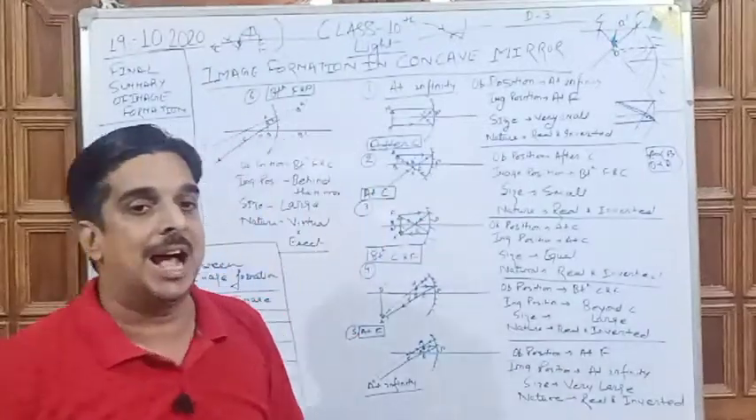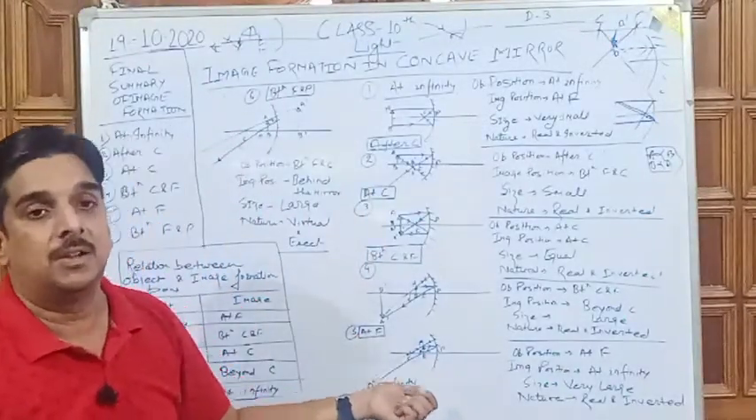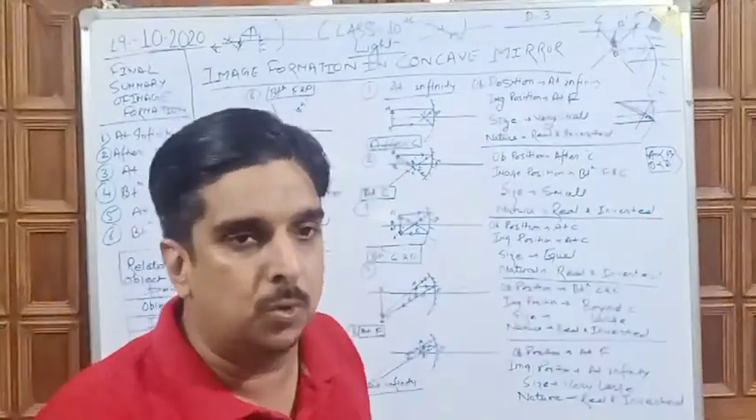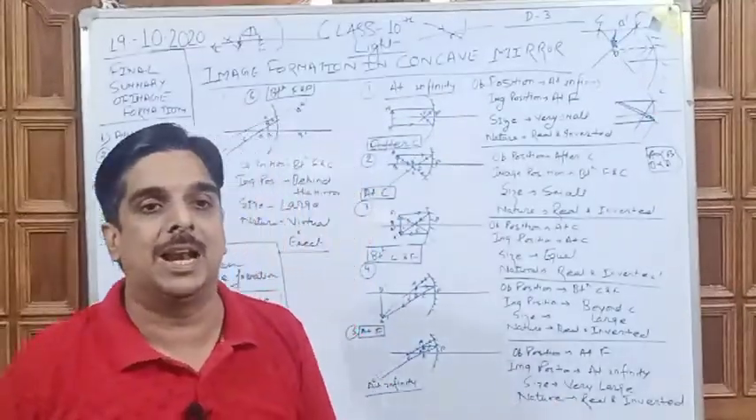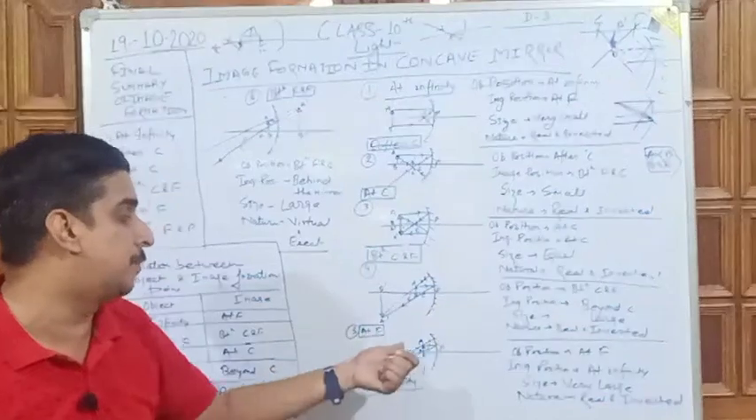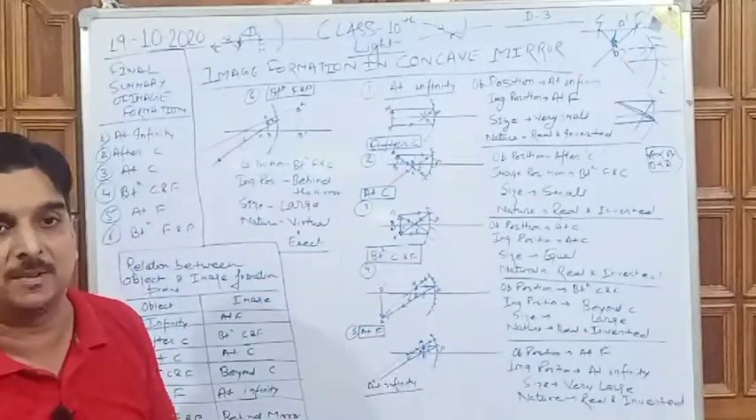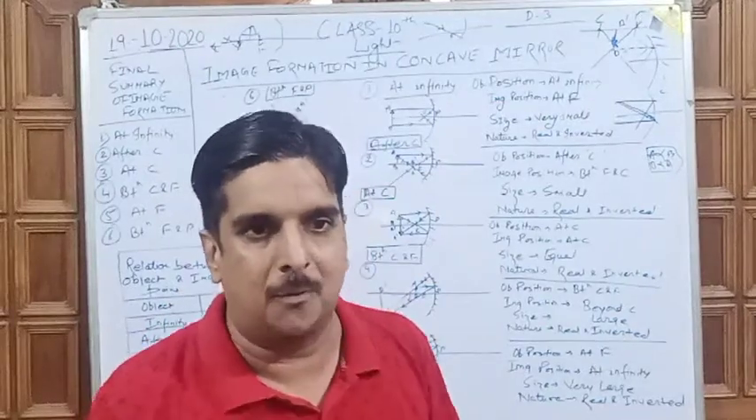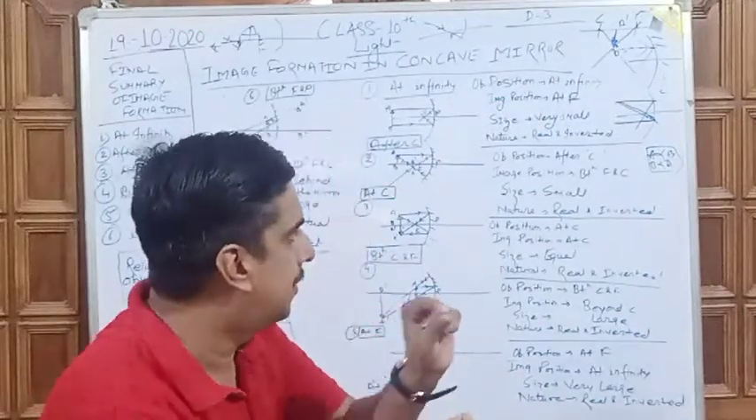And the last concept: in this case also the image is formed in front of the mirror, so due to that the nature will be real and inverted, because the image formation point will be below the principal axis line.